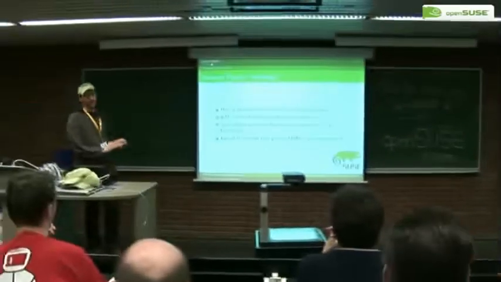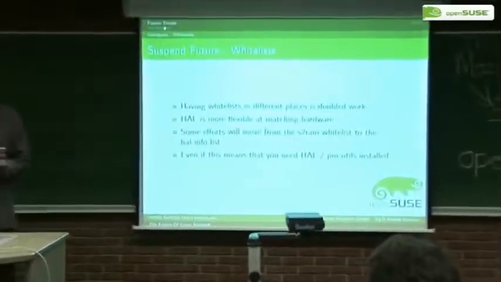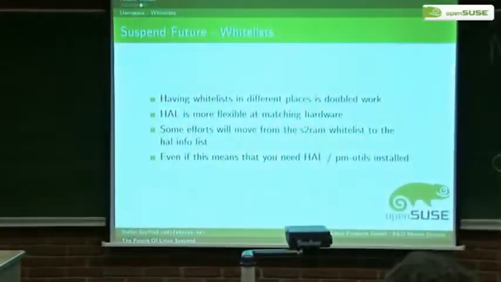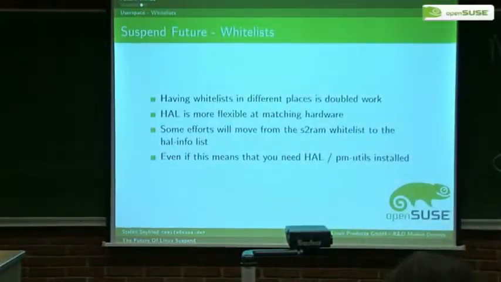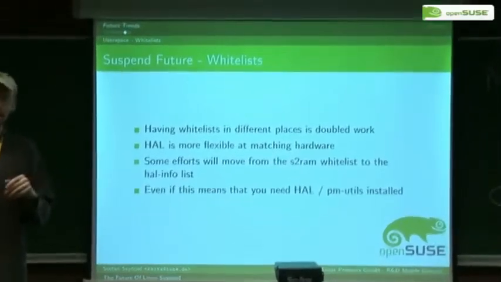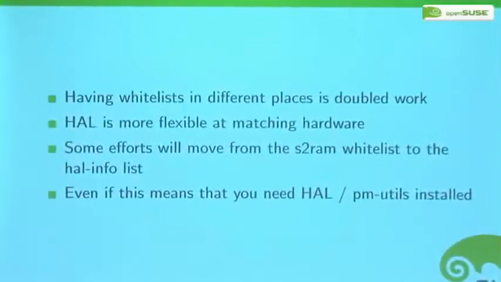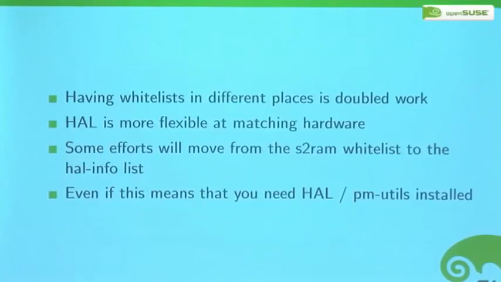So that was the future on the kernel side, and now the future on the user space side. What will happen to this suspend whitelist? Obviously, some of you will have thought, well, why do they have 2 times the same whitelist? The suspend to RAM whitelist is maintained by me, so I'm guilty of promoting one of them, but actually now I'm trying to get rid of it.